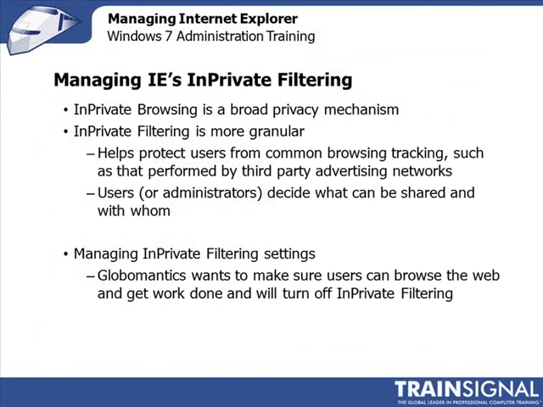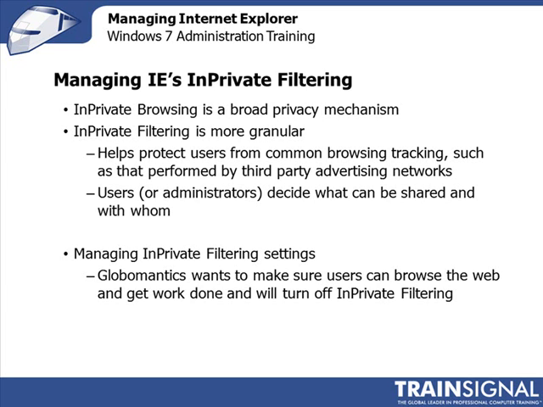Whereas in-private browsing enables a user to go out and browse the web without leaving any tracks, in-private filtering is a little bit more granular, although it pertains to a broader swath of the internet. This helps protect users from common browsing tracking, such as that performed by third-party advertising networks. When you go to a website, you're often subjected to a barrage of ads targeted at the kind of content you happen to be looking at. You can disable some of that behavior by using in-private filtering. Users can decide what can be shared and with whom.